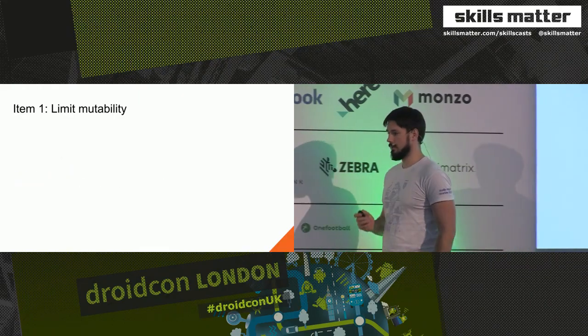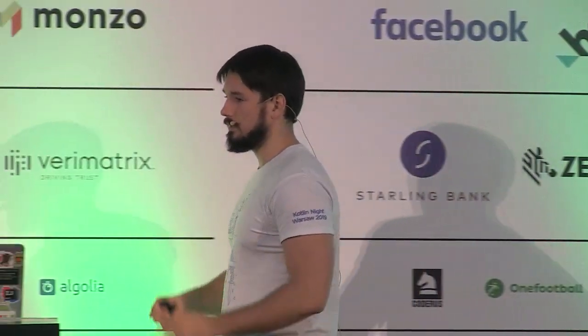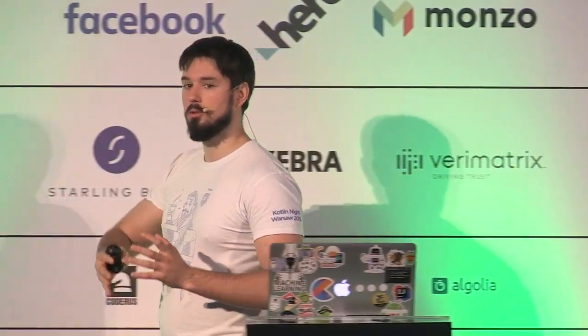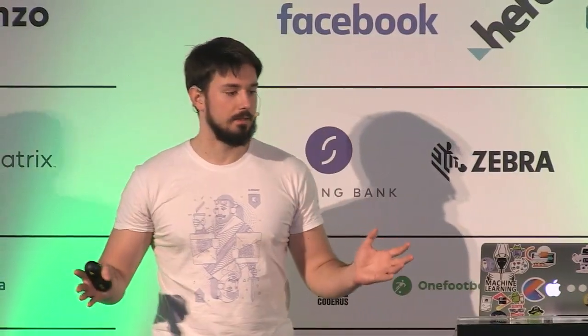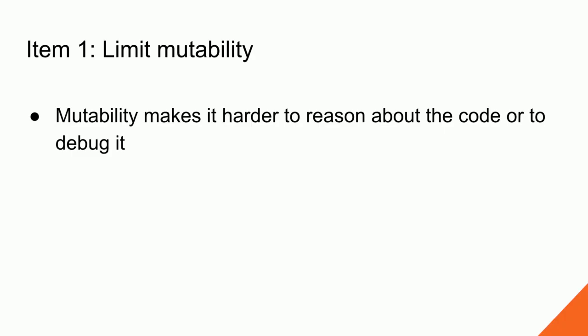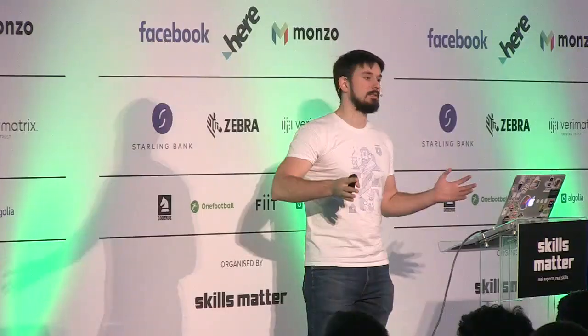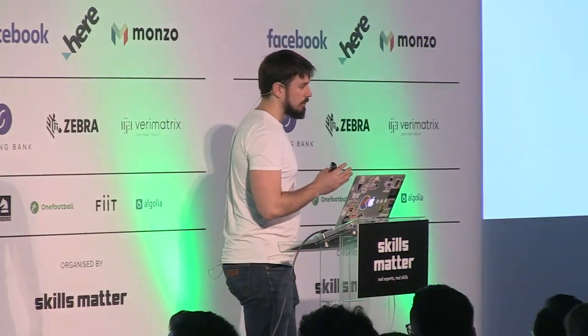For instance, mutability makes it harder to reason about the code. We need to understand all possible states. When we debug, we need to check what is the current state. We need to test all the different kinds of states that we might be in. It also requires proper synchronization in multi-threaded programs.